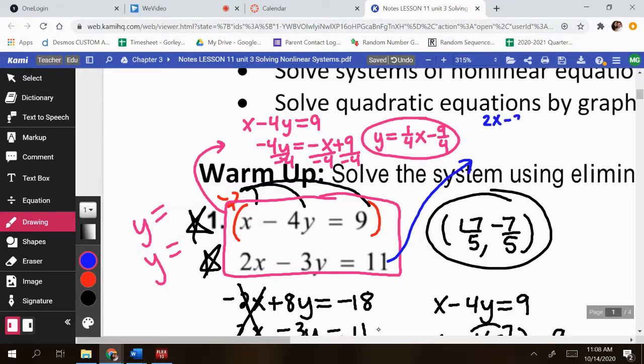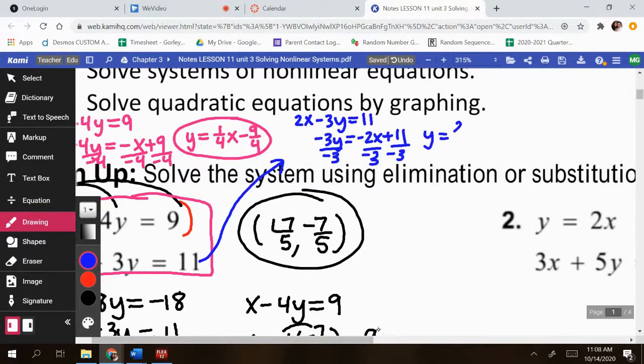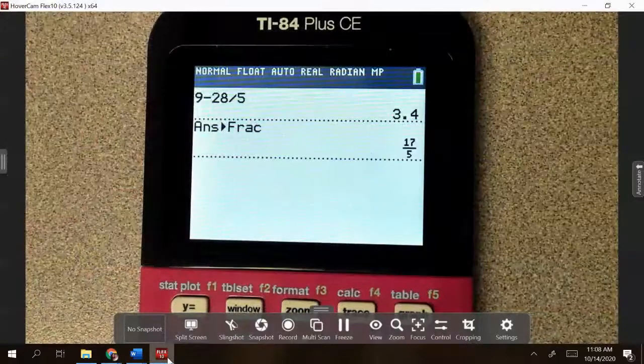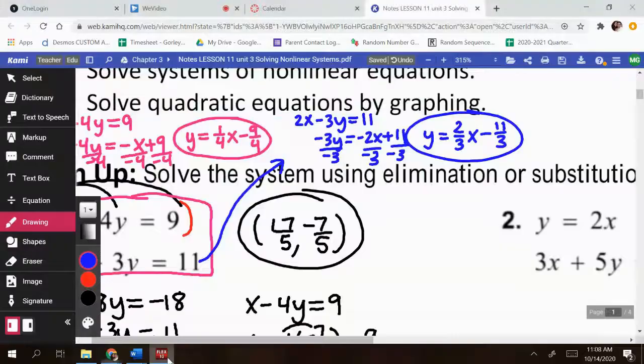I also need to rewrite the second equation. So we've got 2x minus 3y equals 11. If I subtract 2x from both sides, it'll look like this, and then divide both sides by -3, right? We divide every single term by -3. We end up getting y equals positive 2/3 x minus 11/3. Let's go ahead and put those two equations into our calculator under y equals and see where the intersection point is. I'm going to go into y equals, clear out what I have, and put in those two equations. So I've got 1/4 x minus 9/4, and I've got 2/3 x minus 11/3.